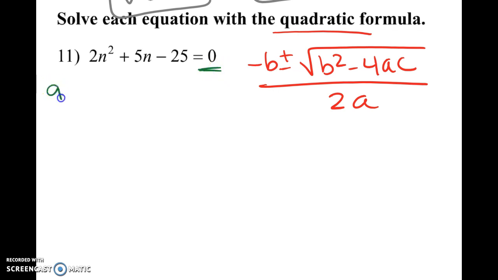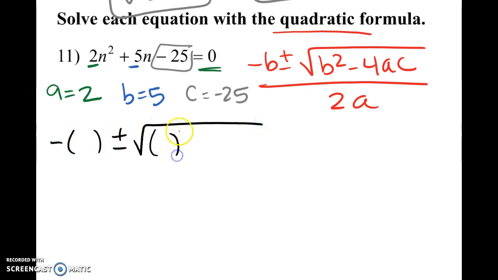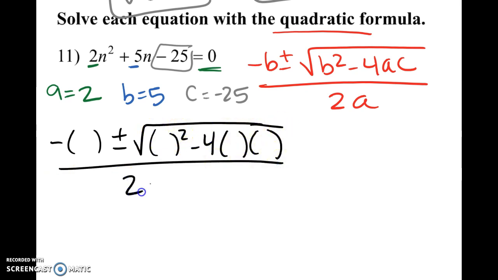So I'm going to identify a, which is the coefficient of n squared, so that's 2. B is the coefficient of my n, so that's 5. And C is my constant here, so negative 25. Okay. So I always write it with parentheses, so I have negative b plus or minus the square root of b squared minus 4ac all over 2a.